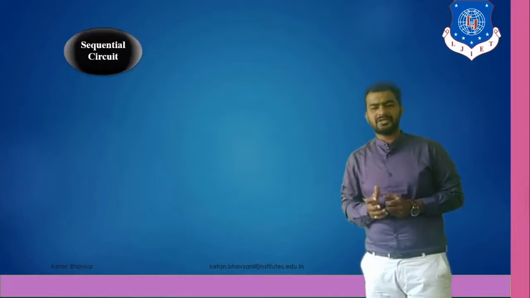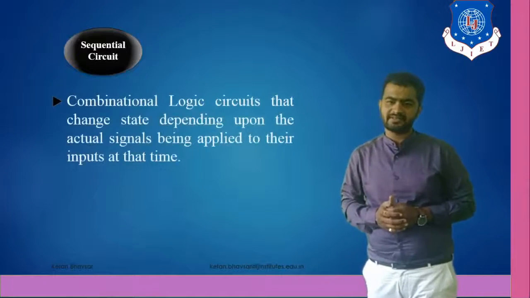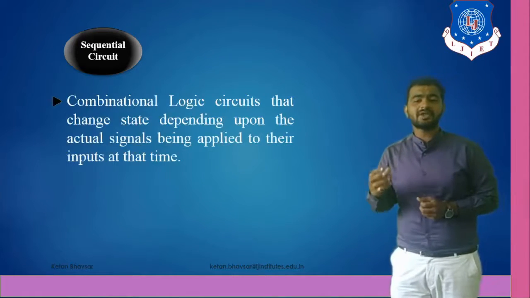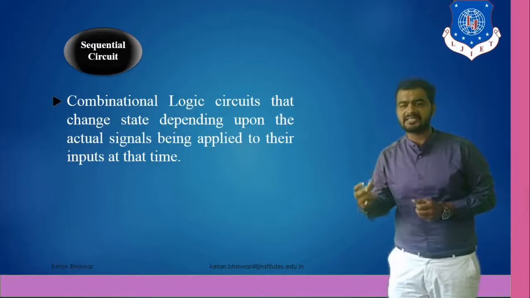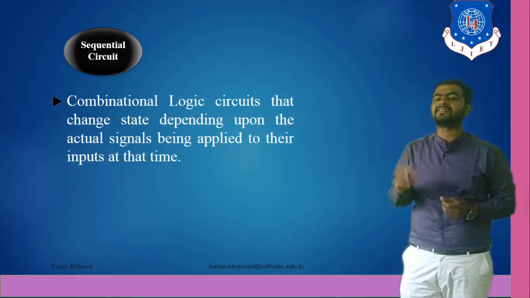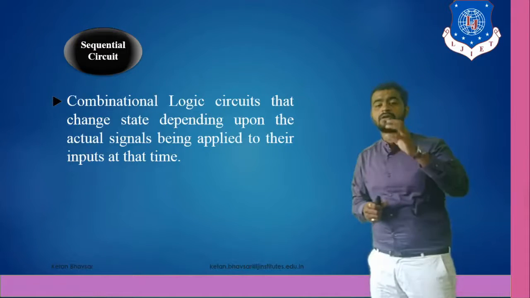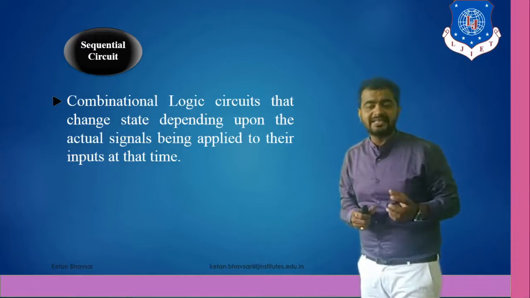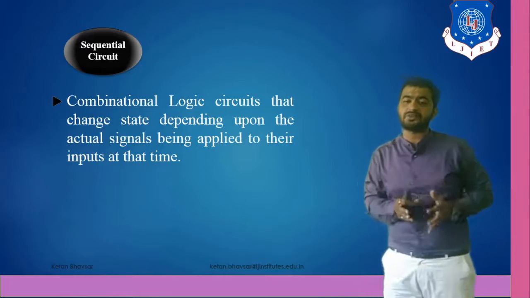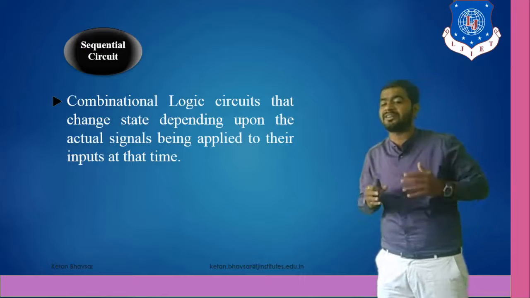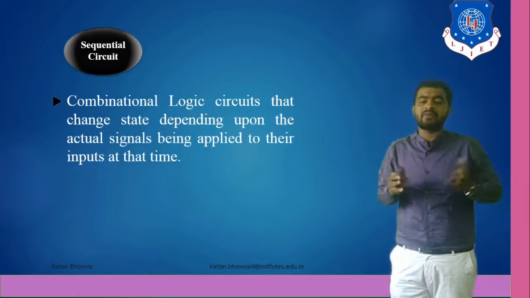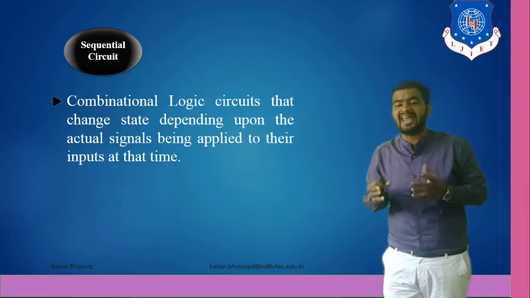Now, what is the sequential circuit? Before that, we work on the combinational circuit. In a combinational logic circuit, the change of state depends upon the actual signal being applied to the input at that time. So the output of the combinational circuit depends on the current signal status of the circuit. It does not depend on the previous value, or we can say that it does not store any previous data.